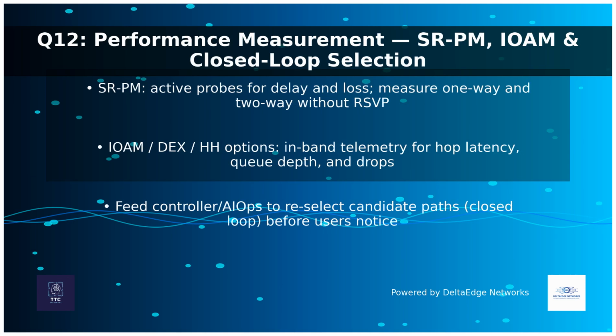Question 12. Performance measurement, SRPM, IOAM, and closed loop. SRPM runs active delay and loss probes without RSVP. IOAM puts hop latency, queue depth, and drop counters in the packet itself. Feed that into your controller or AIOps. If latency spikes, it automatically reselects a better candidate path before users complain.